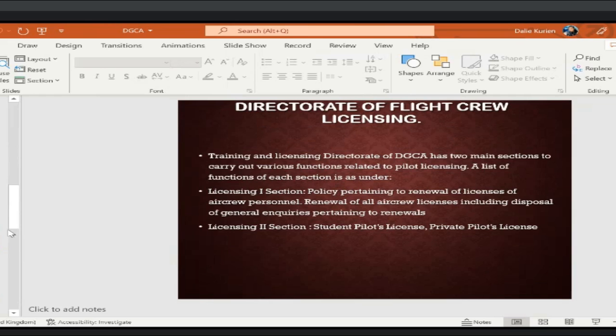Flight crew licensing: of course, you can't randomly go and sit in an aircraft and fly it. You should have a DGCA license, right? So this is the one. Even for cabin crew, you should have a DGCA certificate to fly in the aircraft. So this is the directorate which provides licenses for cabin crew and cockpit crew.